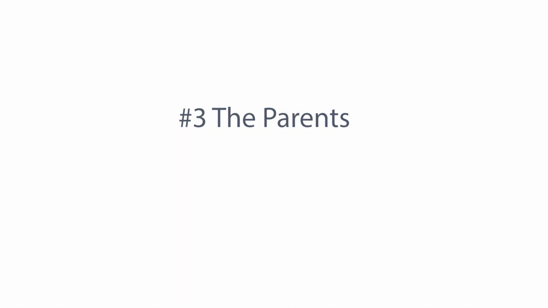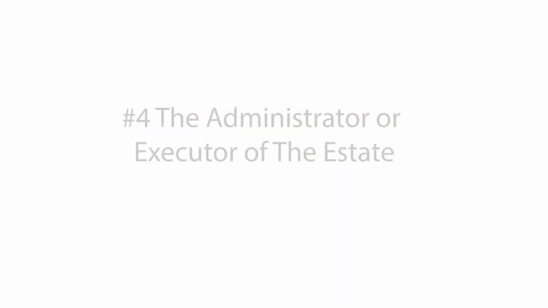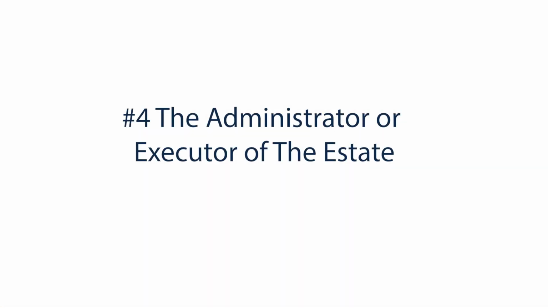Third is the parents. If there's no spouse, there's no children, then the parents can bring the claim. We most often see this if it's a minor child who passes away and then the parents are bringing it, but sometimes it happens with adults too. And then finally, if there's no surviving spouse, no surviving children, and no parents, then whoever the administrator or executor of the estate is can then bring the wrongful death claim.